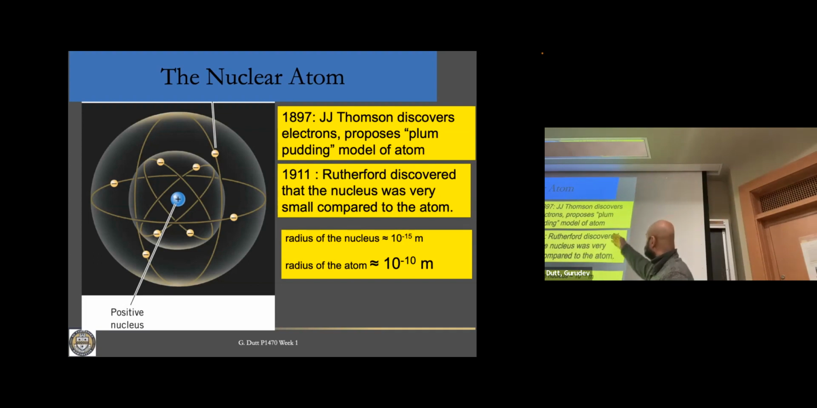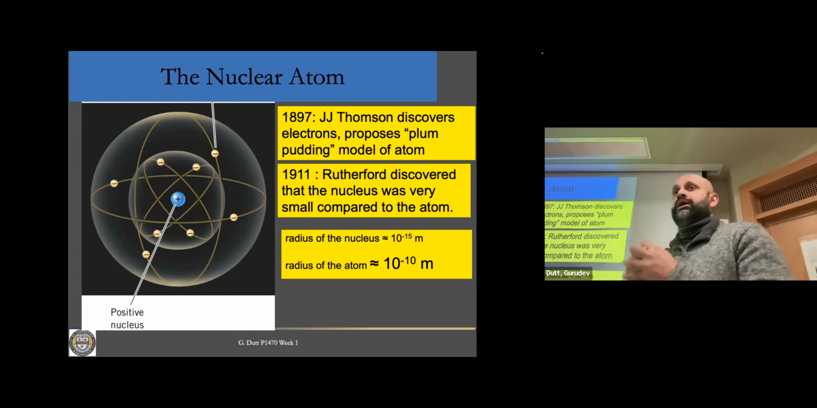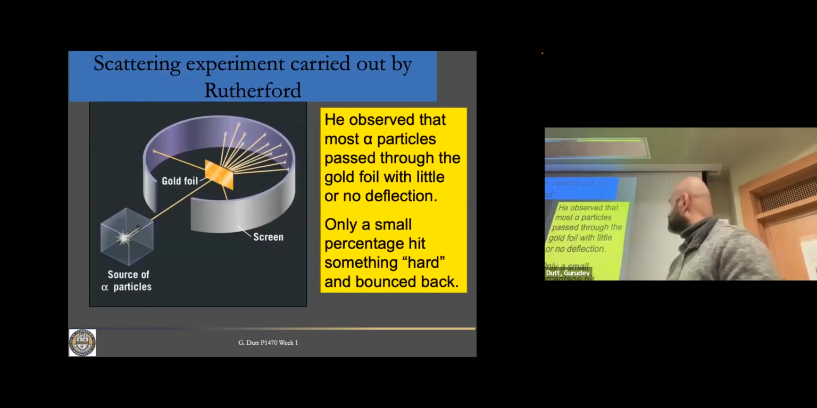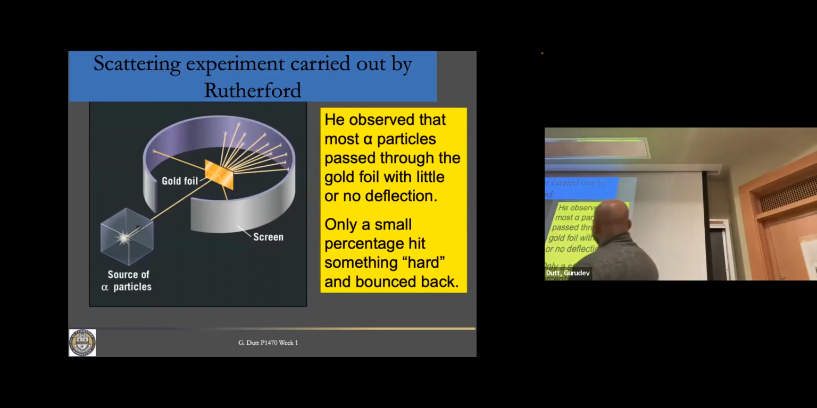Well, by 1911, Rutherford had shown that that wasn't the right way to think about the atom. In fact, the nucleus is very small compared to the atom. So for example, if the radius of the atom is 10 to the minus 10 meters, the radius of the nucleus is something like 10 to the minus 15 meters. And the nucleus is what he called the central region where all the positive charge is located. He did this by a very clever method of just shooting things at the nuclei.